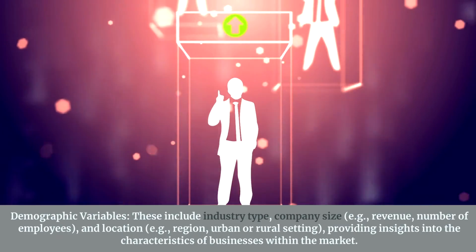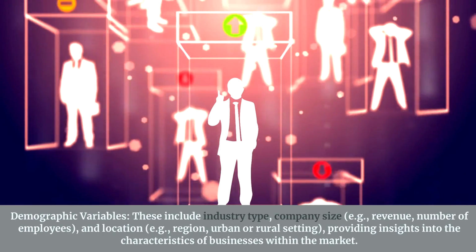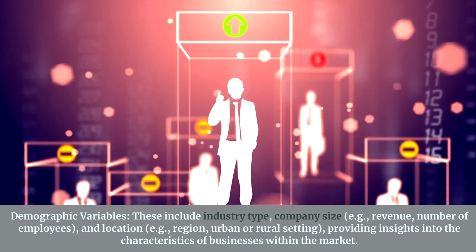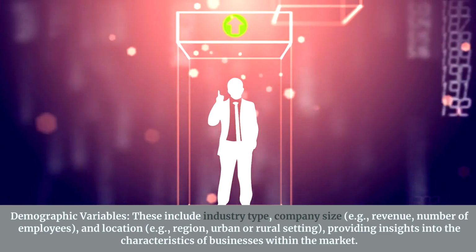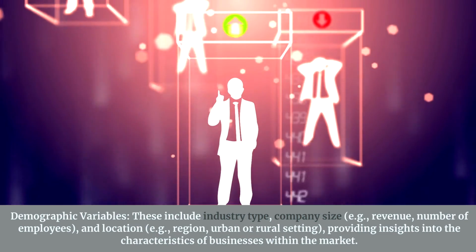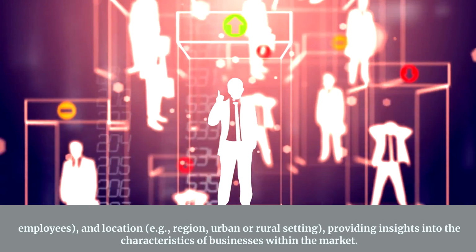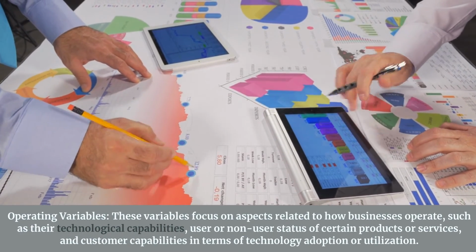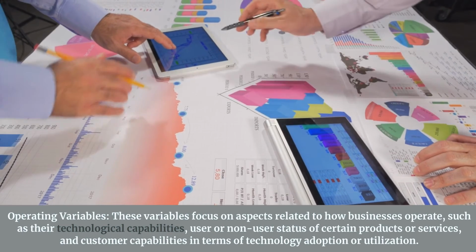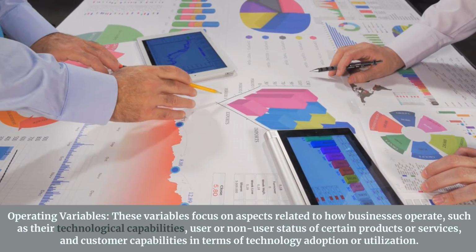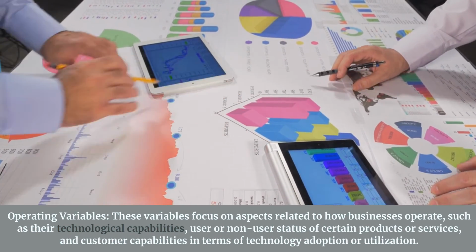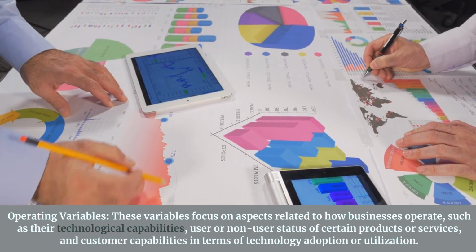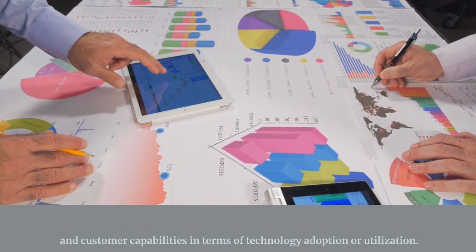Demographic variables. These include industry type, company size, e.g., revenue, number of employees, and location, e.g., region, urban or rural setting, providing insights into the characteristics of businesses within the market. Operating variables. These variables focus on aspects related to how businesses operate, such as their technological capabilities, user or non-user status of certain products or services, and customer capabilities in terms of technology adoption or utilization.